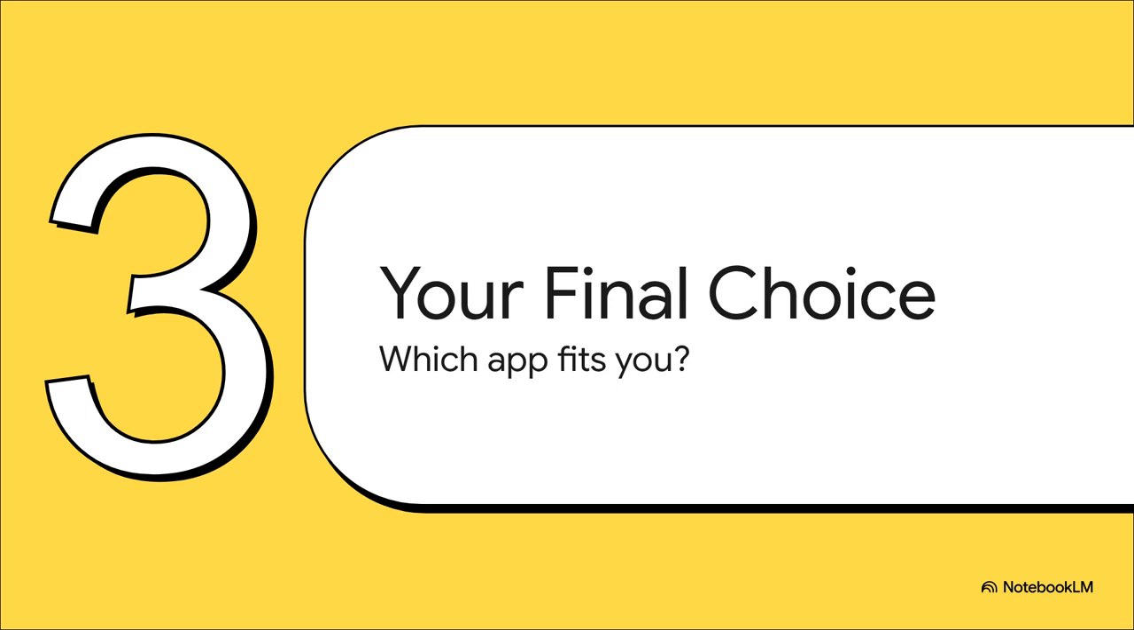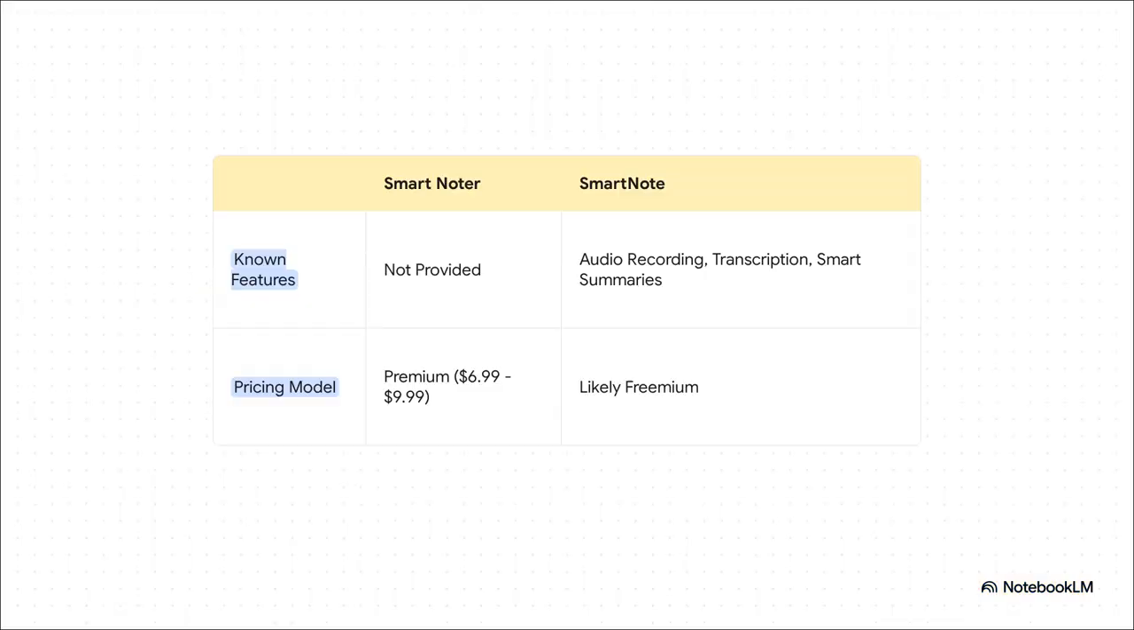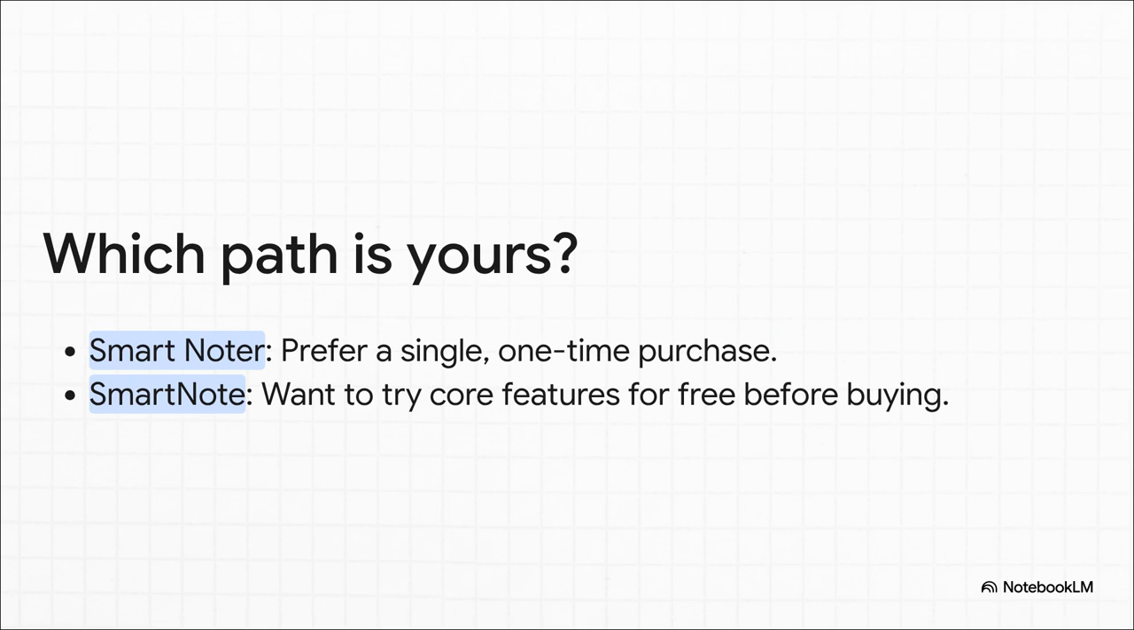Okay, so you've got all this info now. How in the world do you choose? Let's put it all together into a simple framework so you can figure out which one's right for you. This little chart really lays it all out, doesn't it? With SmartNoter, you get a straightforward, one-time price, but you're kind of buying it blind, feature-wise. With SmartNote, you've got that flexible freemium model, and you know exactly what you're getting for free right from the get-go. So at the end of the day, it really just comes down to what kind of person you are.